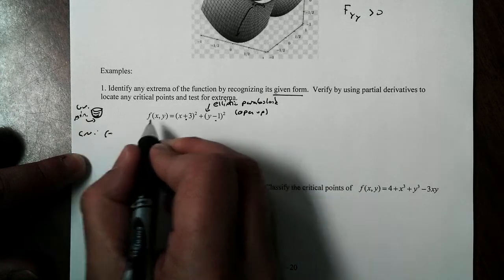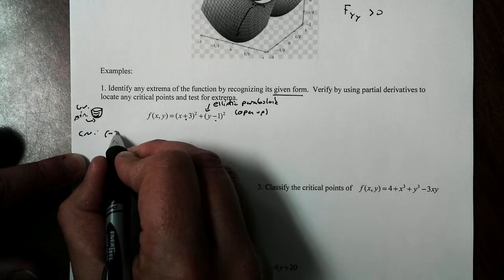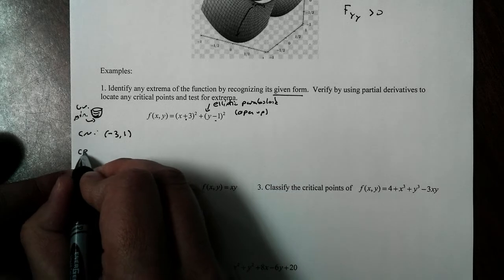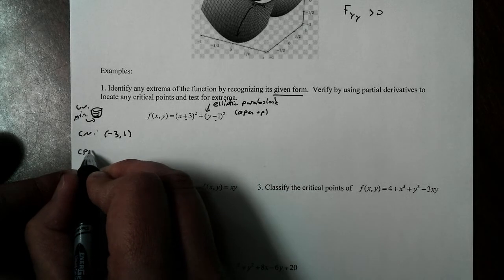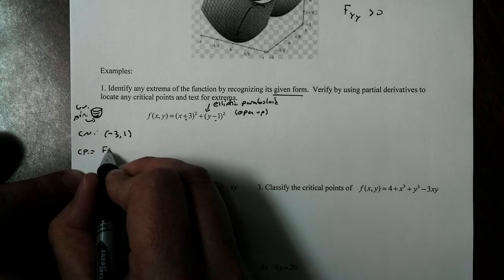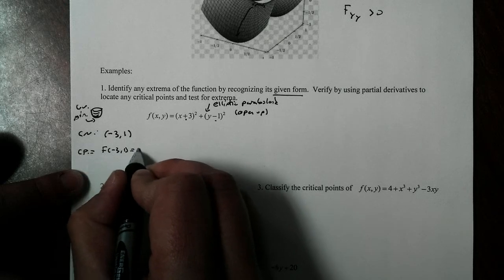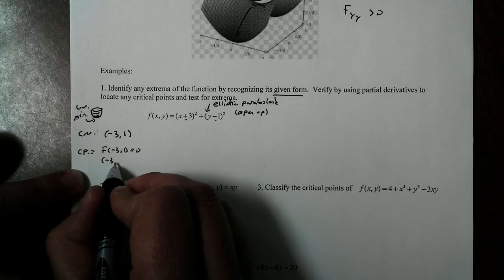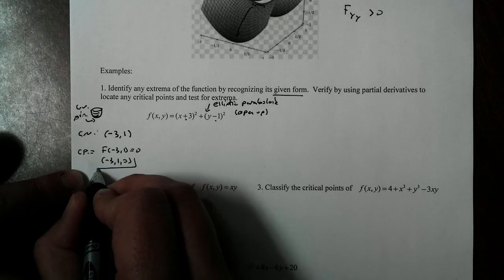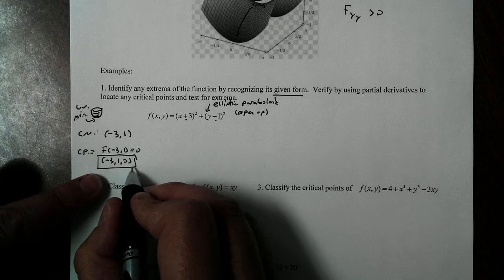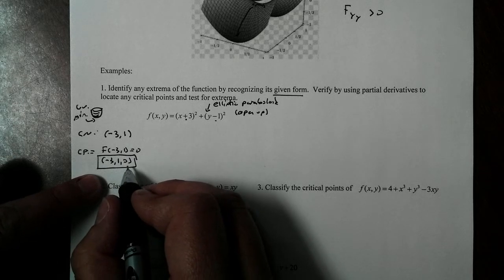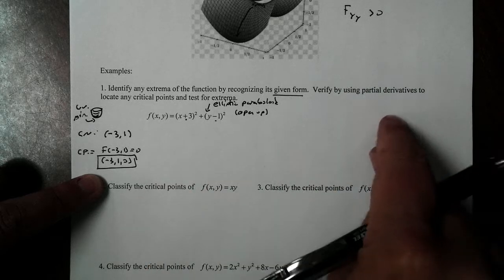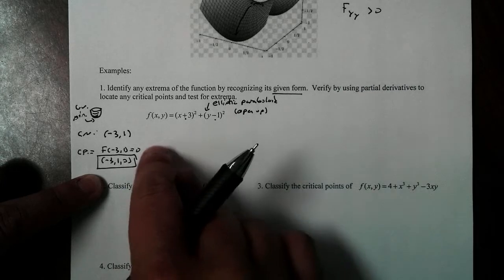It's just my vertical and horizontal shift. Negative 3, 1. My critical point, therefore, if I plug that point in, we would get 0. So our critical point would be negative 3, 1, 0. Now the question is, is this a relative maximum or a relative minimum? Notice, we're not using our formula yet. We'll do that in a second just to verify that our formula works.